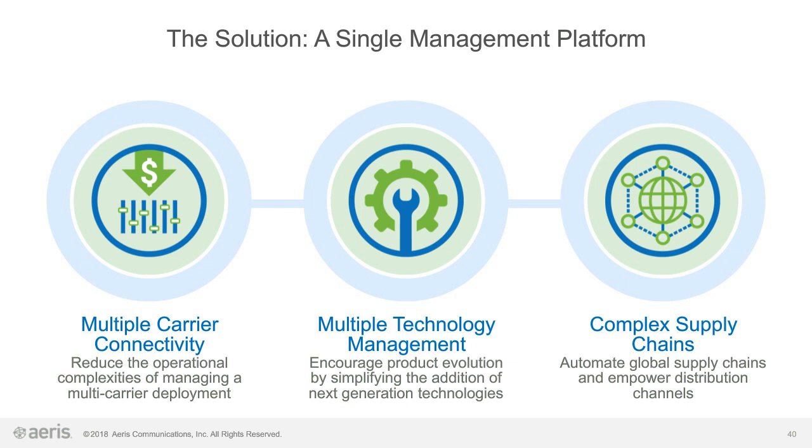And then also automate your supply chain, especially as you go through multiple layers of distribution, offloading some of those support capabilities down, empowering your distribution channels to manage their own connectivity, and lowering your costs in the process.